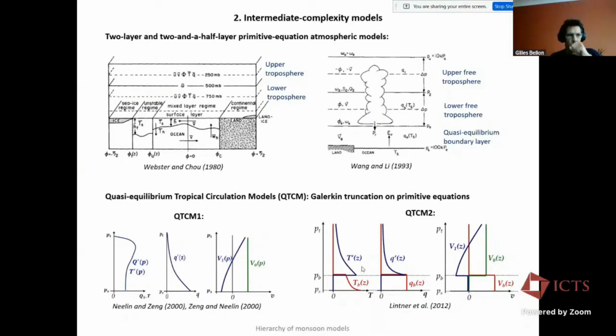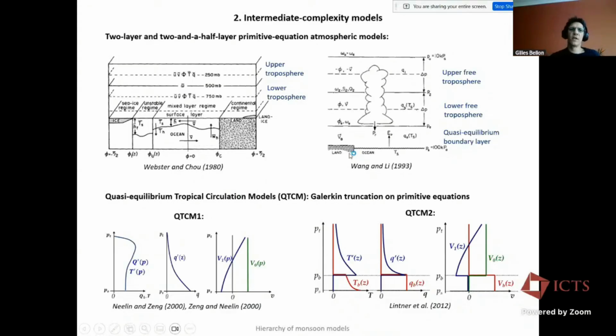And so, for example, Webster and Shaw in 1980 proposed a two-layer model, shown by this schematic here. Essentially, they considered in the atmosphere one layer for the upper troposphere and one layer for the lower troposphere. And they also coupled that with a simplified model of ocean with an oceanic mixed layer and a deep ocean.